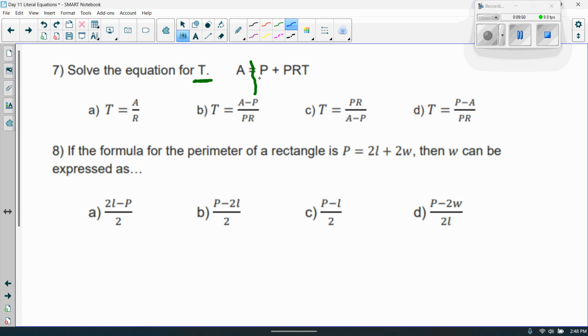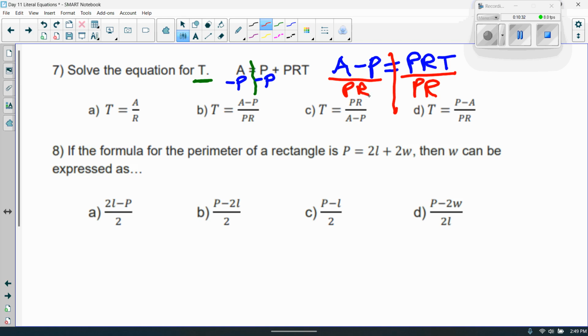So if we're adding P, or since it's a positive P, we're going to minus P on both sides. So now we have A minus P equals P R T. Now we're getting closer to getting T by itself. Now let's look on the right side again. Now that there's nothing else to do but attack the pack, now we can do it. So we want to get rid of the P and the R so that T is by itself. Since they're all attached to each other, just divide by it. So we're going to divide by P and R on both sides.